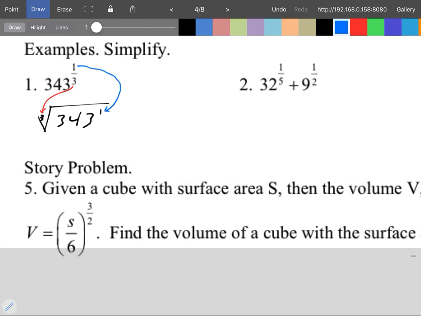So really what you're after on this one is you're after the cube root of 343. So then you got to ask yourself, what number times itself 3 times would equal 343? And I think that that is 7 times 7 times 7. Yeah. So the answer to this one is 7.